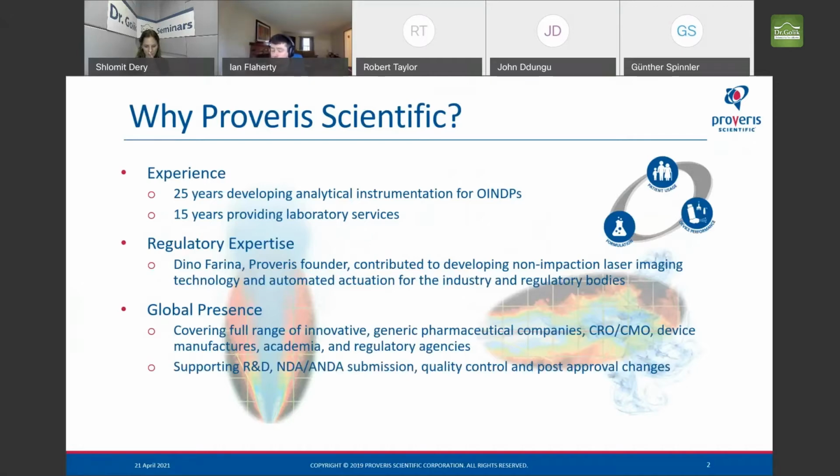Our work started off primarily with our founder, Dino Farina, developing a tool for non-impaction laser imaging of spray and aerosol products. And from that came what we now call the SprayVIEW measurement system. The SprayVIEW has become kind of the gold standard in the industry for allowing researchers to measure spray pattern, geometry, and some other measurements as well.